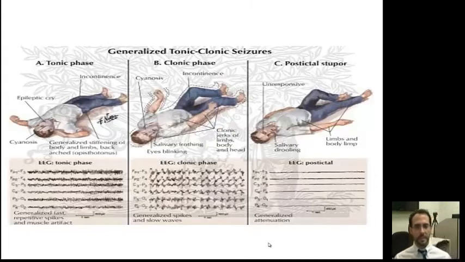During the tonic phase, again, there's stiffness, but it's more of a generalized picture, and it will be affecting the upper and lower limbs, and the back sometimes is arched, and that's been described as opisthotonus. And there is another term that you guys might be able to look at that is called emprosthotonus, which is the opposite of what you're actually looking at here in the tonic phase.